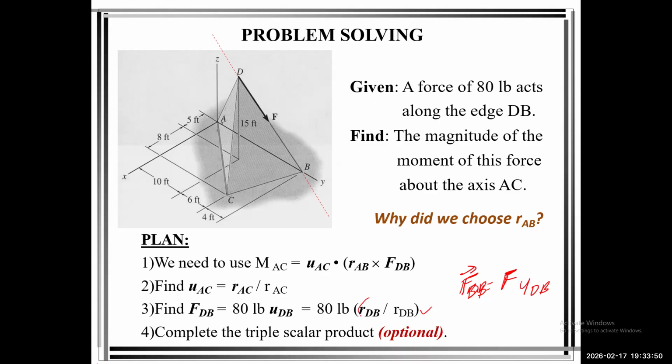So this is a unit vector. Remember, all of this is unit vector. See it right there? And you get your force. You convert your force to vector from the scalar form. So it says it is given to you in scalar form. And then the last, you complete the triple scalar product. So let's look at how it's done.